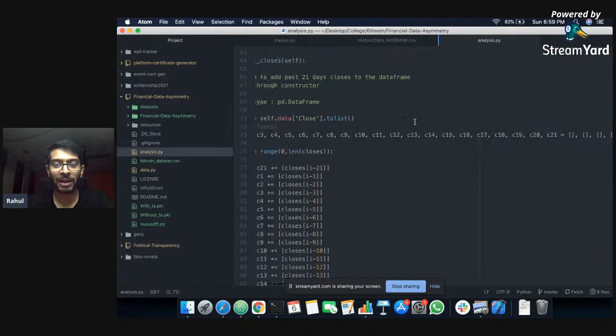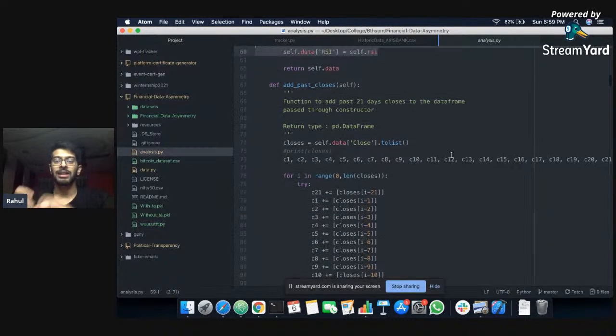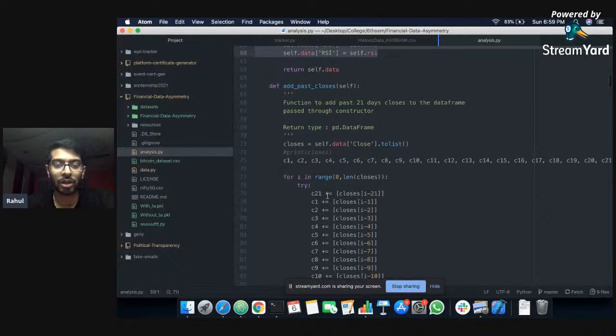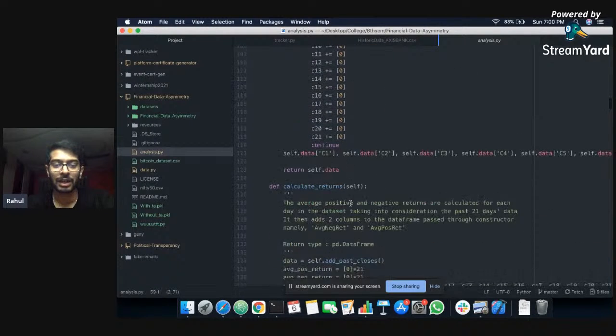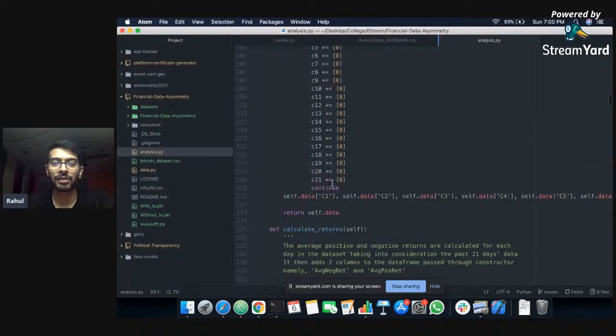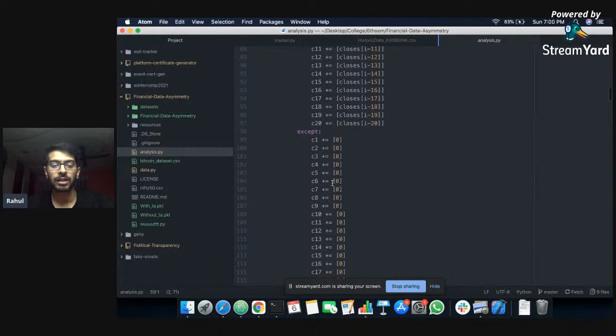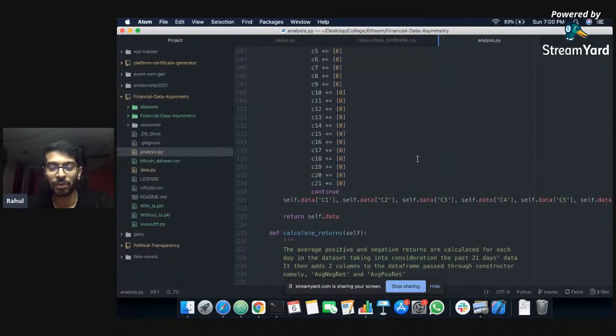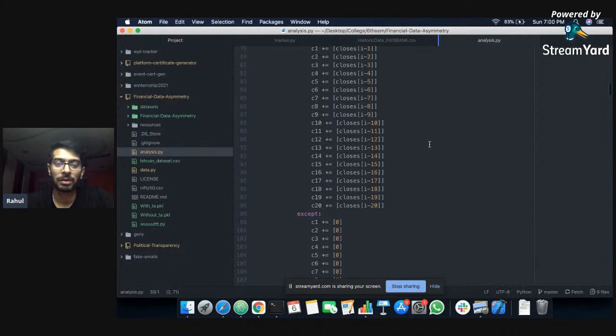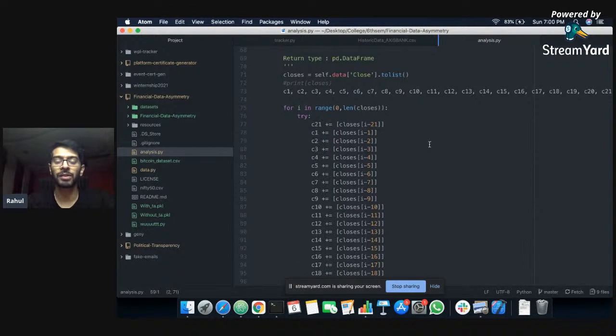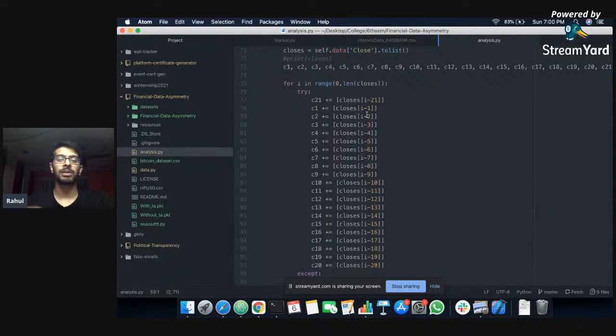So we basically introduced 21 new columns over here, and each column corresponded to the closing price of a particular previous day. For example, a column called C1 was created, and this column C1 was nothing but the closing price of the stock one day before. Then there was a column called C2, and this particular column C2 consisted of the closing price 2 working days before. Similarly for all the days, and C21 was nothing but the closing price of that particular stock 21 days before.